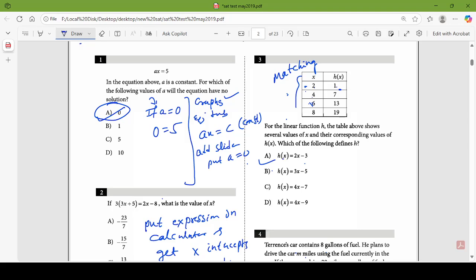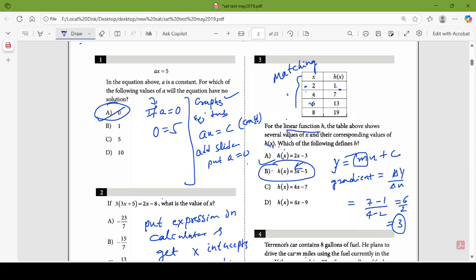Or what you can do, this is a linear function, and you know a linear function is a straight line. Straight line is y equals mx plus c, where m is gradient. So let's find out the gradient here. Gradient, you know, is change in y by change in x. So here change in y is 7 minus 1 and change in x is 4 minus 2, 6 by 2, which is 3. So gradient should be 3. Quickly we will see the choices. Option B is our answer because it has gradient as 3. Only one option has gradient 3, so B is your answer. This is the second method of solving this question.